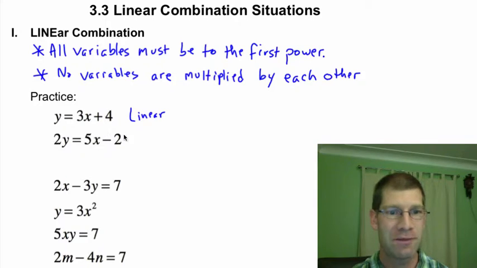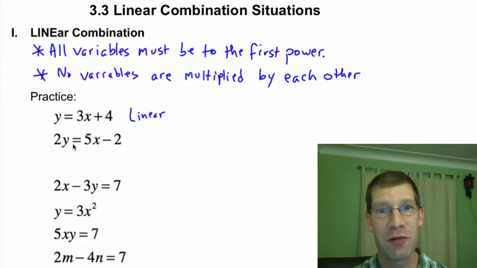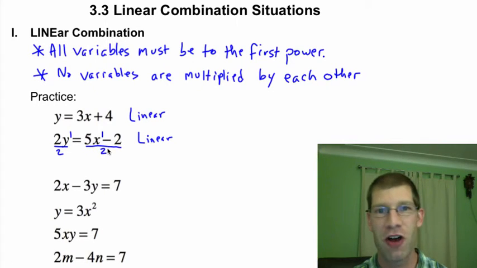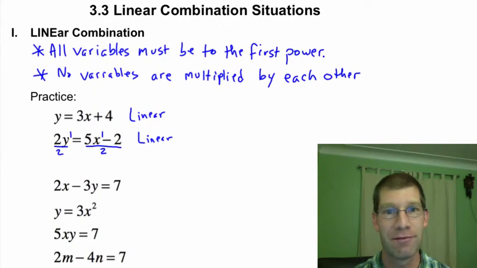Now this one here looks a little bit different, but you go through and check those two things again. Are all variables to the first power? Yep, we have a y to the first, we have an x to the first. Do you have a variable times a variable? Nope, nowhere do you have x times y, so this one also is linear. And left a little space there, because what you could do, as long as you do the same operation to both sides, it's still equal. So this is the same as y equals 2.5x minus 1. So it's another example of the slope-intercept form.